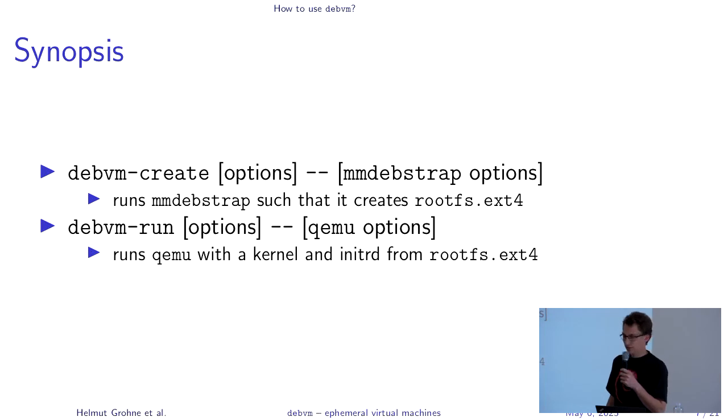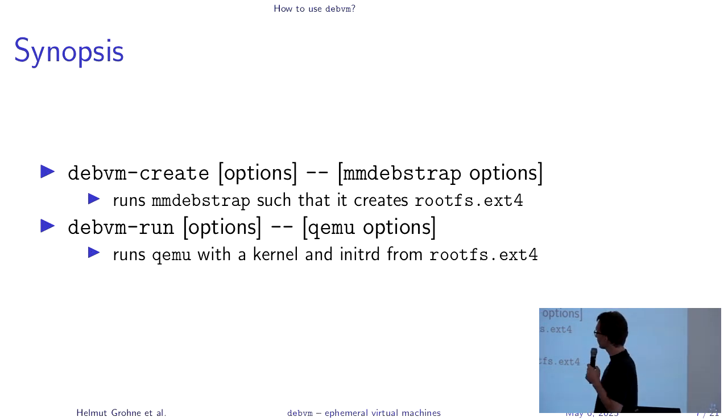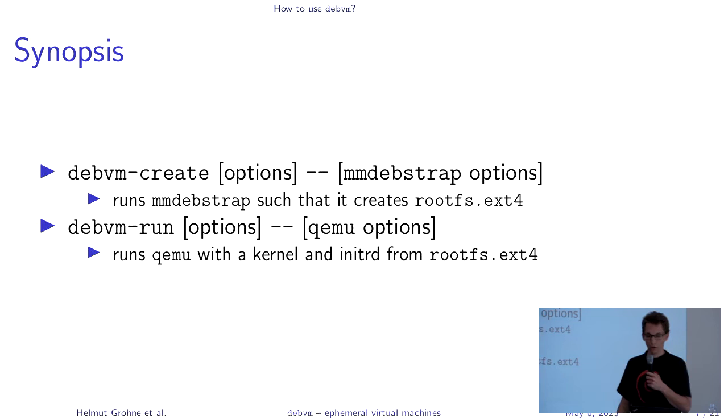So how do you use it? It's two commands, essentially. One of them is debvm-create. That's the mmdebstrap wrapper, apparently. And that one creates your file system image out of nothing. Well, you download packages from the mirror in the way you like, and then you have this rootfs thingy. And in order to use that, you can debvm-run it, which essentially means call QEMU in a useful way, that it extracts the actual kernel from that file system image and passes it to QEMU. So it's not doing that much, actually, some lines of shell script.